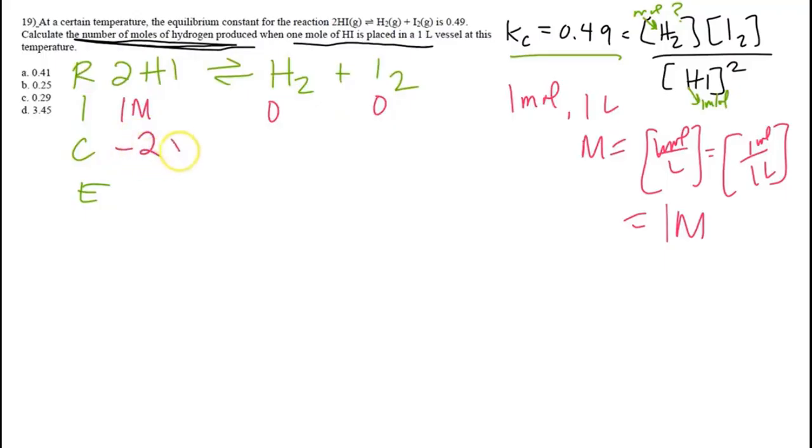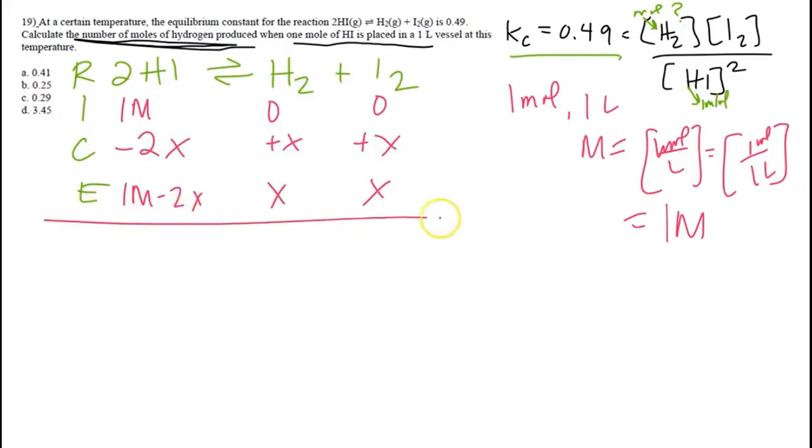This is going to be minus 2x. This is going to be plus x and plus x based on the stoichiometry of the balanced equation. Next, we're going to go ahead and fill out everything. We have 1 molar minus 2x, and then we have x here and x here. Now again, what's the issue here? We cannot get rid of this minus 2x. We cannot make an assumption. We have to keep everything the way it is.